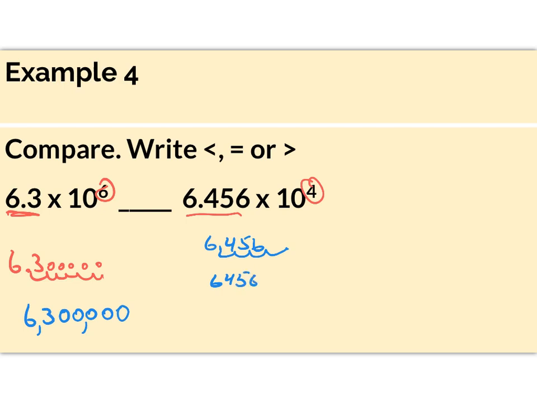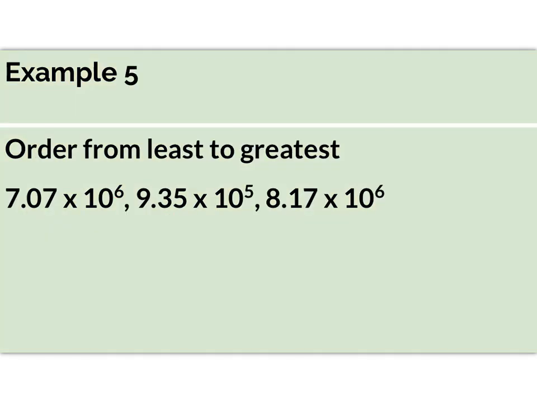And now you ask yourself, what would you rather have? $6,300,000, or $64,560? So this number is bigger. So the exponent is most important. Well, if the exponent is the same, then you would look at the base numbers themselves.